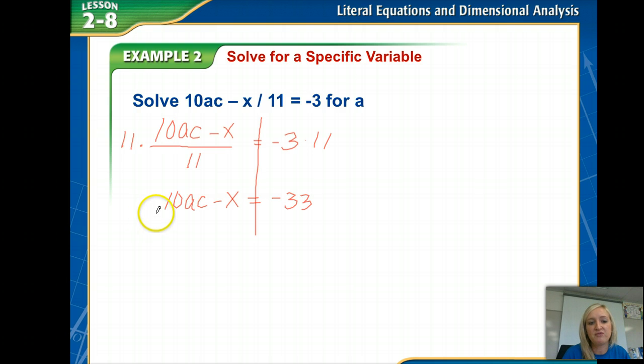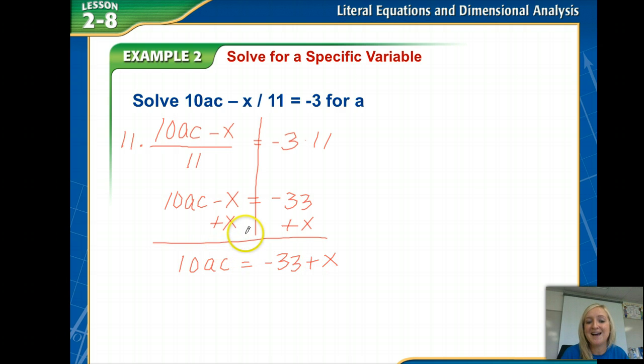Now if I need to solve for a, I'm going to add the x to both sides and get rid of that x. It's 10ac on this side equals negative 33 plus x. Notice how it is not negative 33x. They are two different terms, so make sure you don't write negative 33x.